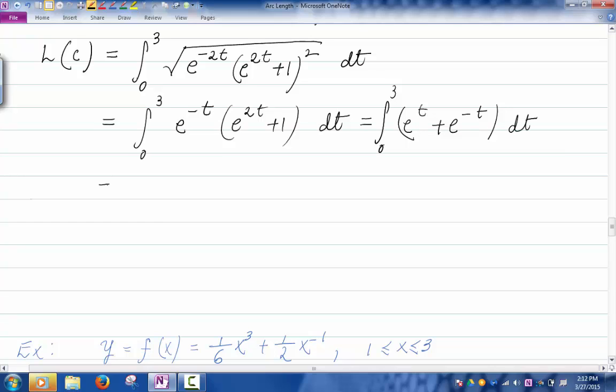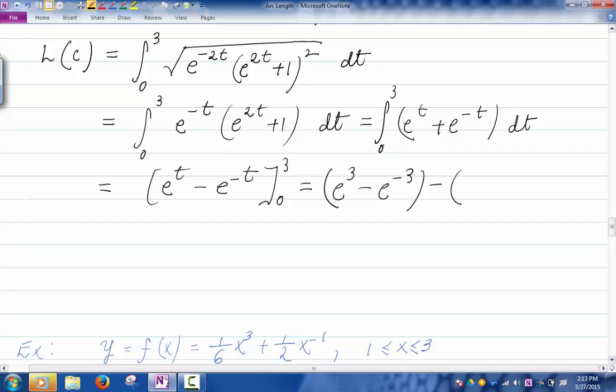And now I can easily take the integral. What's the integral of e to the t? It is itself. What's the integral of e to the negative t? That is negative e to the negative t. And then I have to evaluate between 3 and 0. Plug in 3, you get e to the 3 minus e to the minus 3. When I plug in 3, that's what's going to happen.